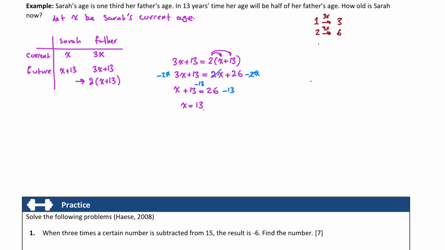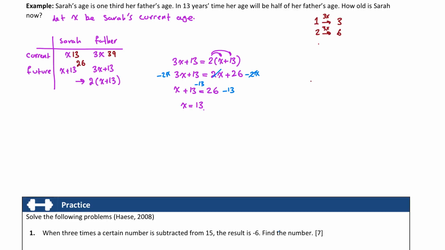So now let's see if this actually all makes sense. I want to plug the values into my original set of data and see if everything works out. So now I'm saying that x is 13. So when Sarah is 13 right now, her father's age is 3 times 13, so that's 39. And in 13 years, Sarah's future age will be 13 plus 13, which is equivalent to 26.